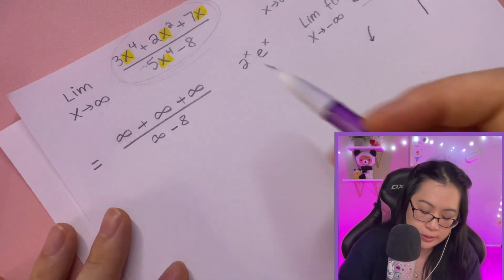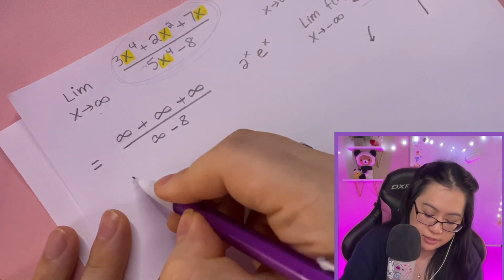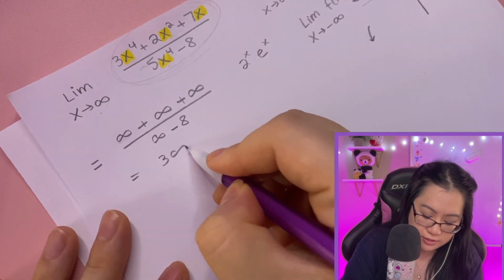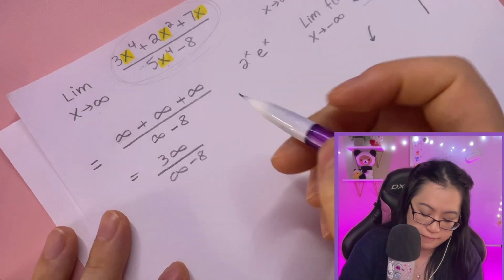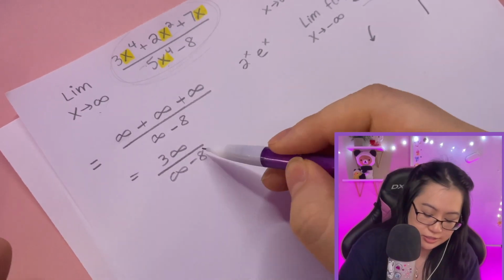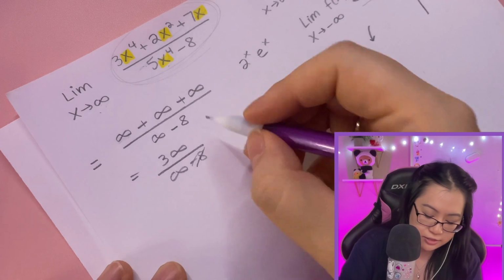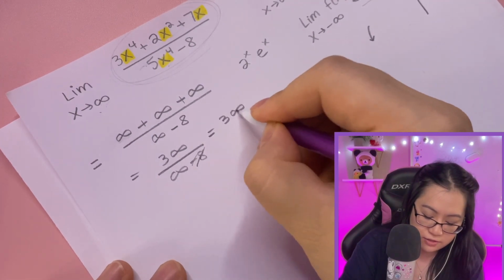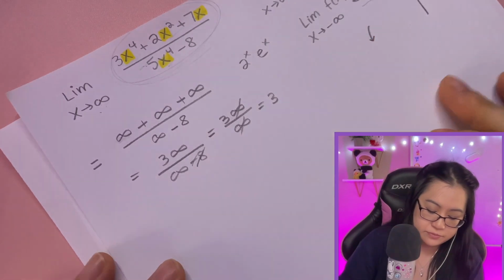Okay, so let's see, I have infinity plus infinity plus infinity, so maybe that's 3 infinities divided by infinity minus 8. But if infinity is infinitely large, the 8 is negligible. I remember something like that, so I'll just cancel that out. And so I get 3 infinity divided by infinity, which cancels, so that's 3.